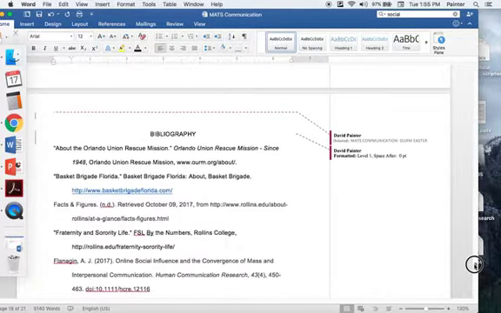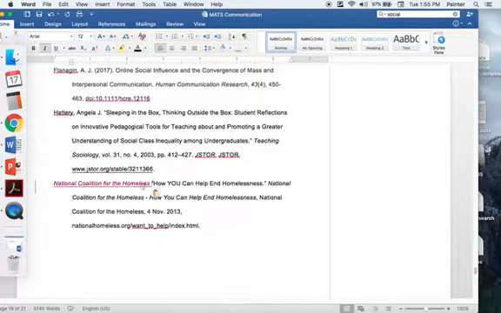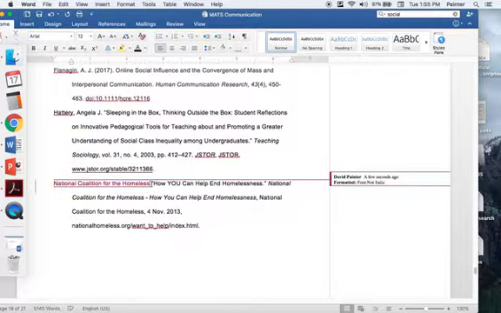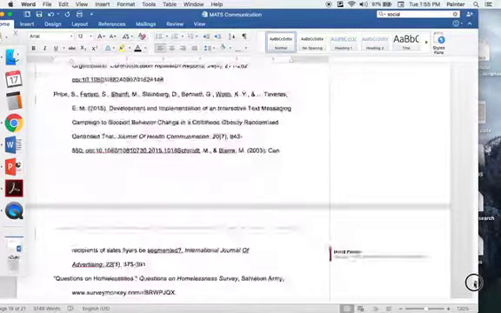Let's see, the bibliography. So this is your author, right? This is what comes first, National Coalition for the Homeless. Sometimes your author is an organization, and then you would have the date that it was published, which I assume is 2013. Number 4. Right? Well, we've got a lot of work to do on the bibliography as well.